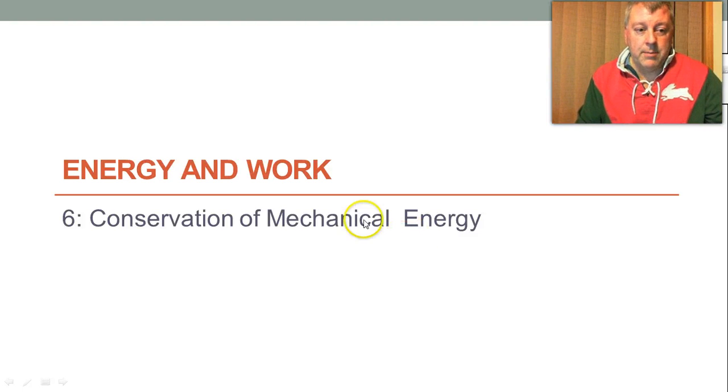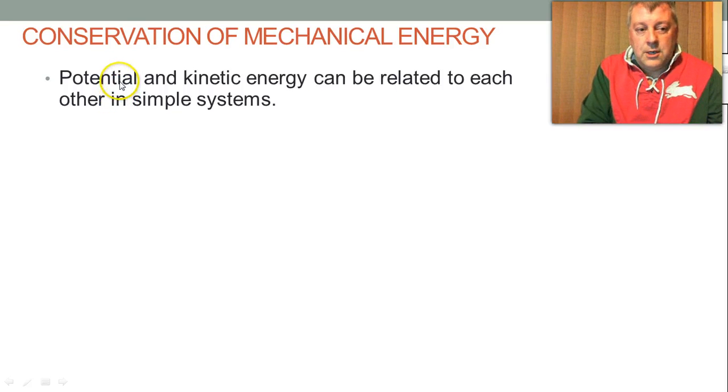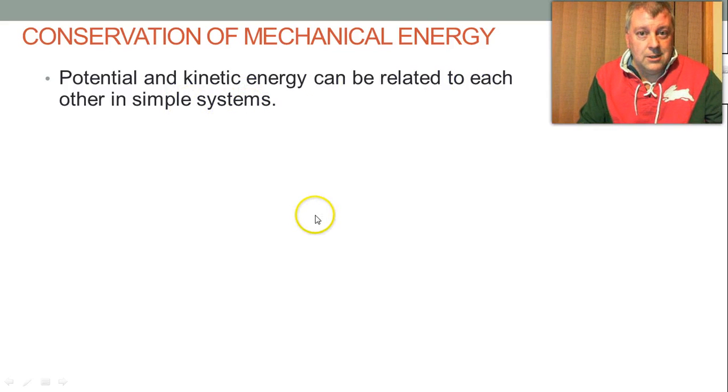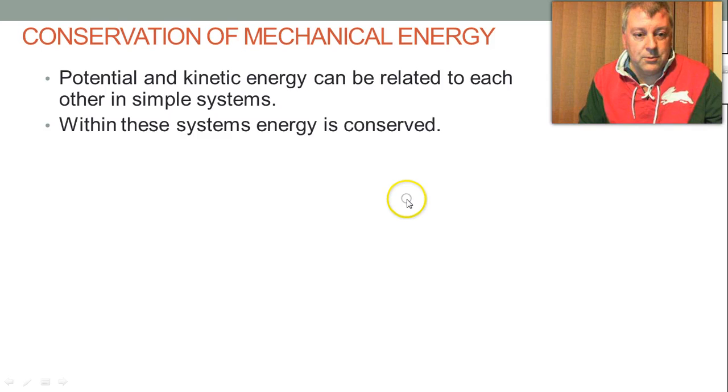Hello, let's wrap up energy and work with our last video, conservation of mechanical energy. Now, the potential and kinetic energy of an object can be related to each other in simple systems, and we're only dealing with very simple systems in physical science, and you'll get the idea when we do a couple of examples. Within these simple systems, energy is conserved, so we're assuming that nothing's being lost to heat and friction and things like that.